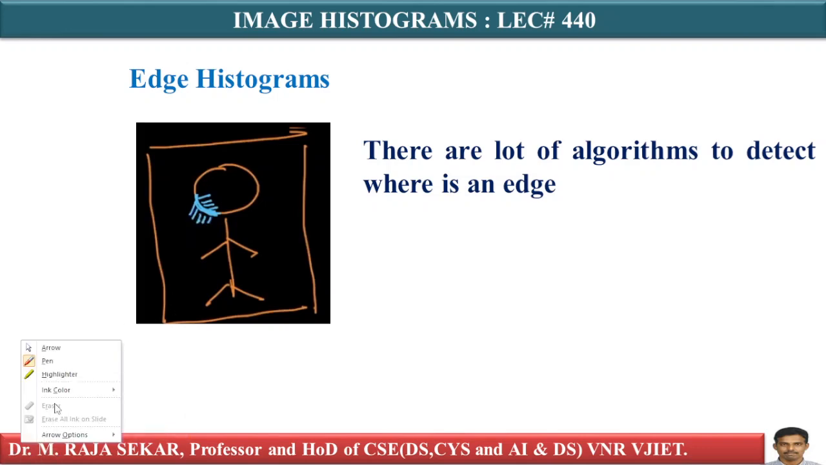Here you will have a different color, and here you will have a different color, isn't it? There is a different color here, and there is a different color here also. In that case, this particular thing will be called an edge.